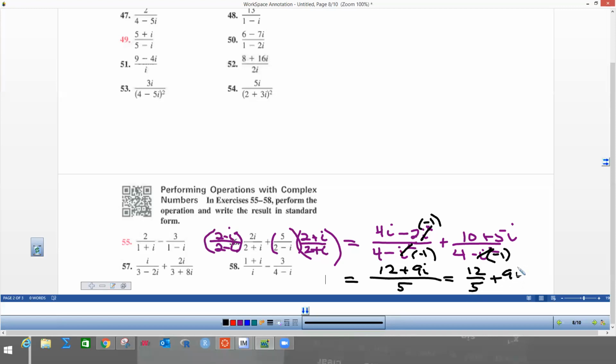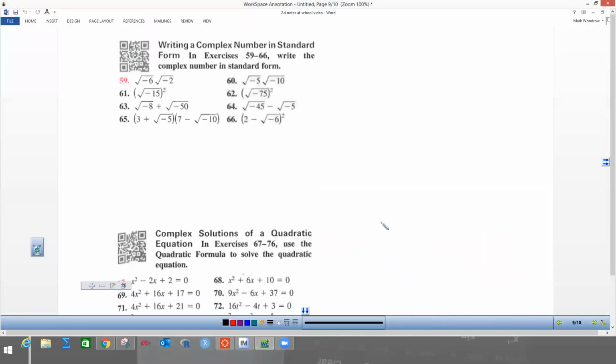And then you split those up over the common denominator. So that's kind of a long way to go to get there. We got 2 more pages and then we'll be done.